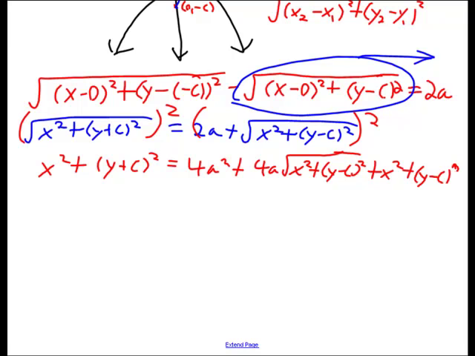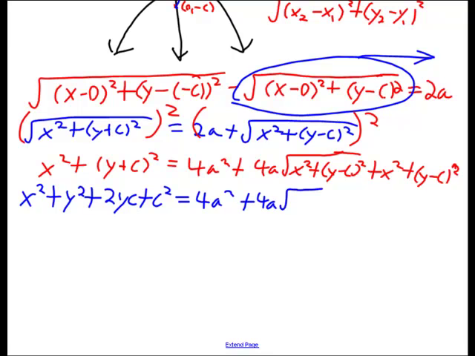And now from there we can just expand out some terms and we can start canceling things. So on the left side I'll get x squared, multiplying out (y plus c) squared, I'll get y squared plus 2yc plus c squared. And on the right side, my 4a squared is still there, 4a times the radical, still there.